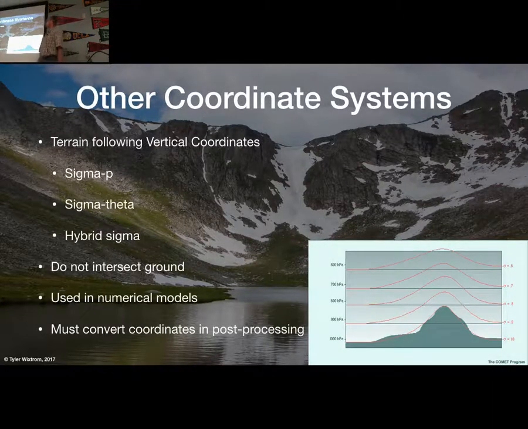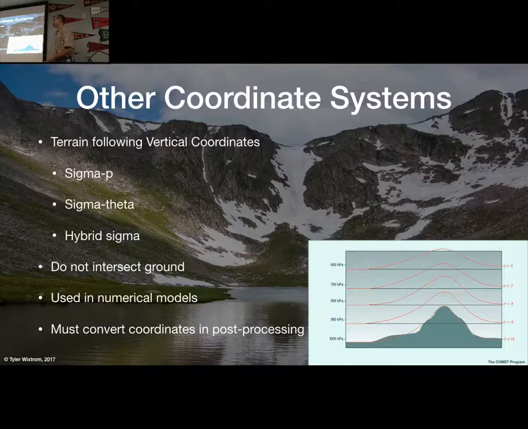So other coordinate systems, these would be what I'm referring to as terrain following coordinates. These are your sigma p, sigma theta, hybrid sigma. There's small differences between them, but the important takeaway is that they follow the terrain as in this image. They're not going to ever intersect the ground, which is good if you're trying to do numerical calculations along a grid. You don't want your level to suddenly not be there because it's below the ground.